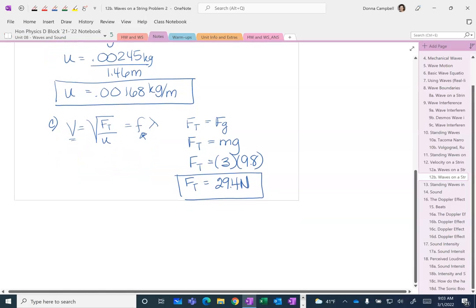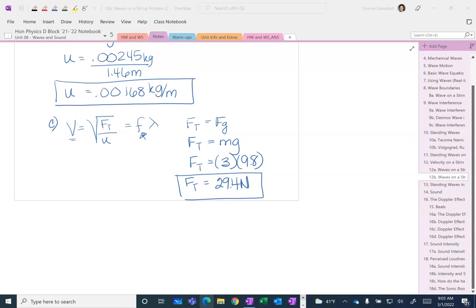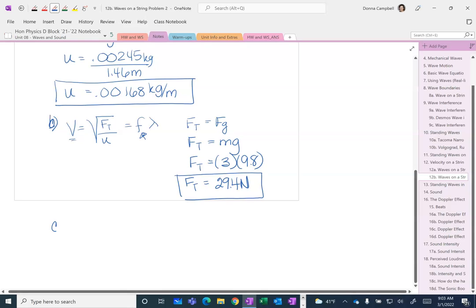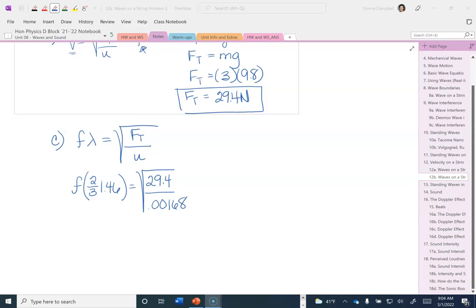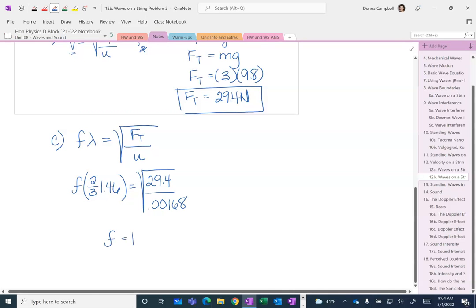The next one, C, says calculate the frequency of the vibrating source. Can't count because this is B, so let's go to C now. So frequency times lambda is equal to the square root of the force of tension over u. Frequency times 2/3 of 1.46 is equal to the square root of 29.4 over 0.00168. And when you solve this out, frequency will be equal to 136 hertz.